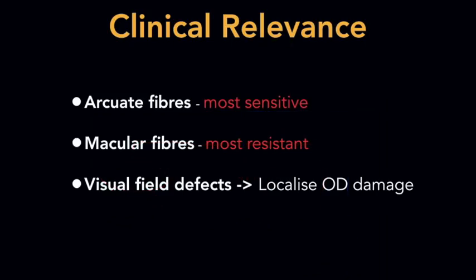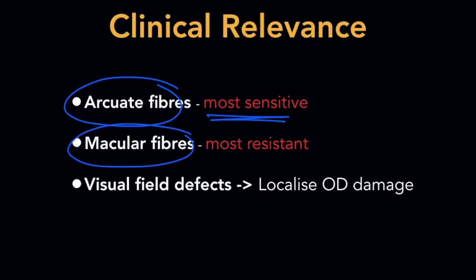The implication being the arcuate fibers are most sensitive to glaucomatous damage, and that's why very early in glaucoma we can see the arcuate scotomas, which we will discuss in the further lectures on visual fields. We just know that the most sensitive fibers are arcuate fibers, and the most resistant fibers are the macular fibers. And very importantly, as I just said, any damage in the optic disc, we can localize that to the visual field defects.